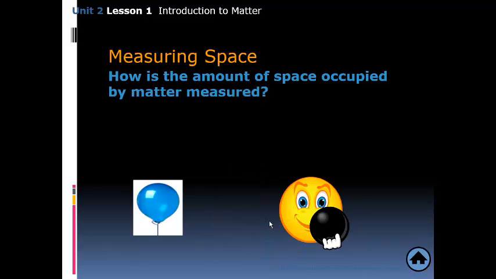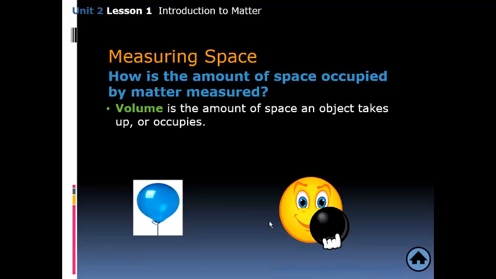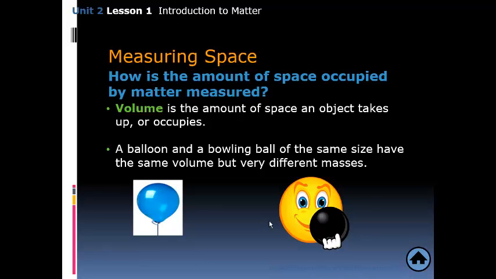Measuring space. How is the amount of space occupied by matter measured? Volume is the amount of space an object takes up or occupies. Volume is how much space something takes up. A balloon and a bowling ball of the same size have the exact same volume, but very different masses. So remember, volume is just how much space an object takes up.